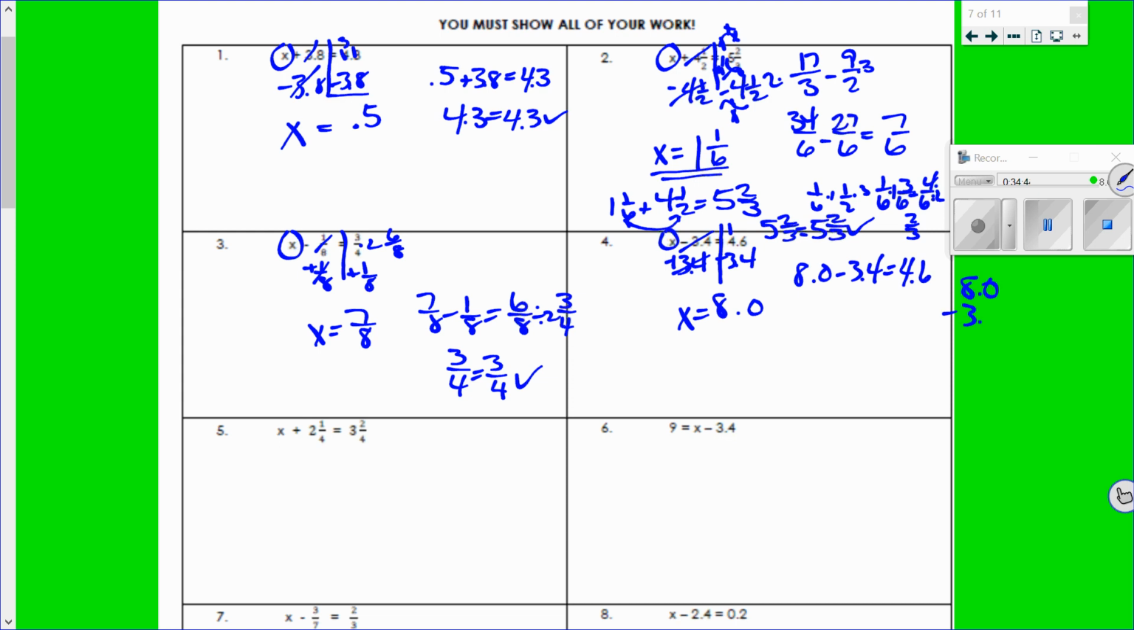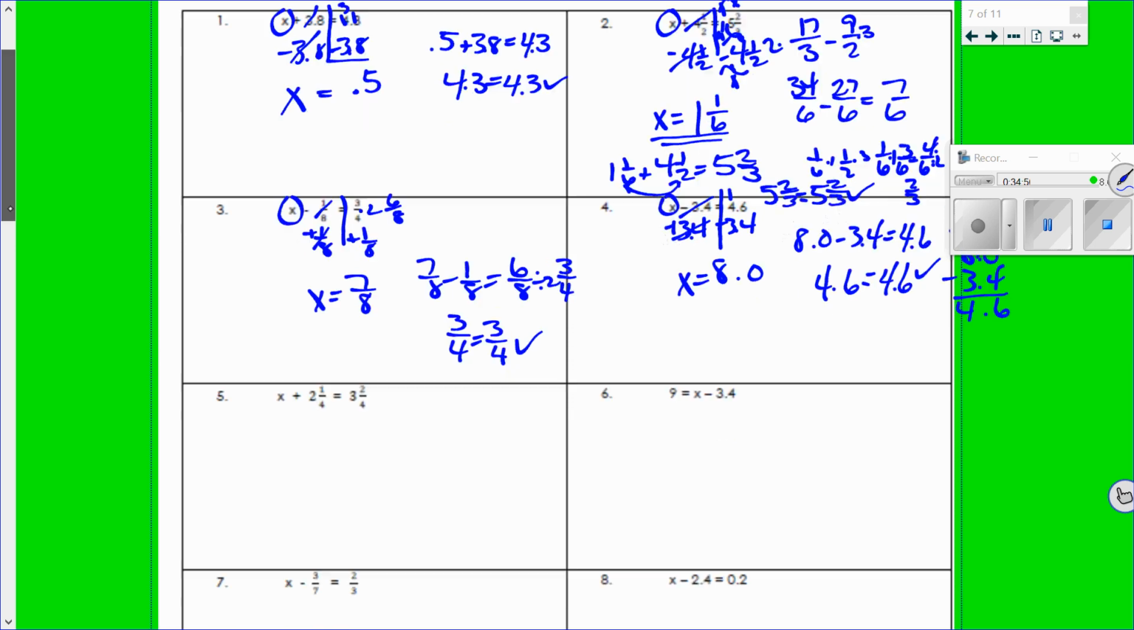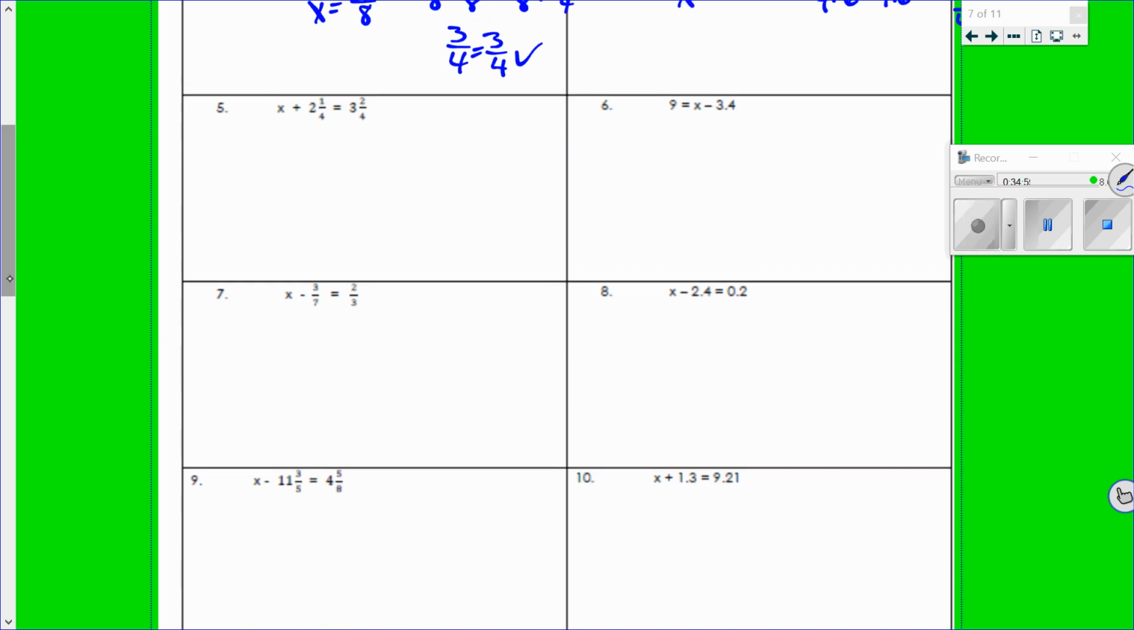8 minus 3 4/10 gets me a 6. 7 minus 3 is 4. 4 6/10 equals 4 6/10, and we have our check. Our next one, here's our x. What's the opposite of adding 2 1/4? Subtracting 2 1/4. I hope everybody else is following along.